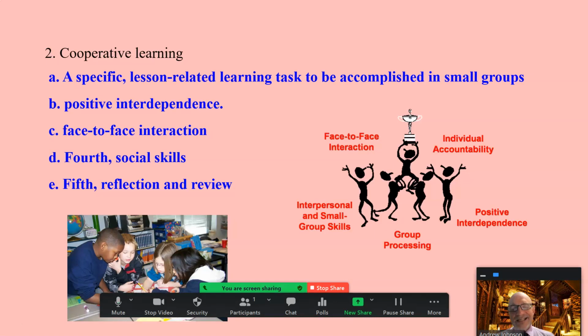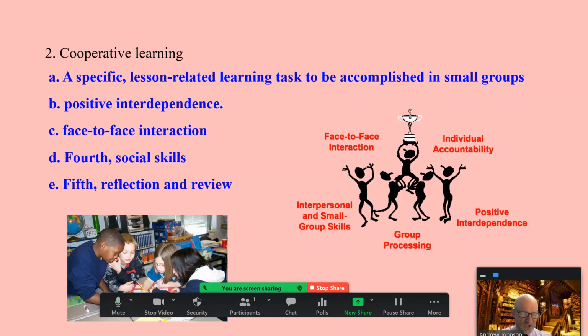Cooperative learning is another strategy that is conducive to culturally responsive teaching. It's a structured teaching and learning activity in which small groups of students work together using a variety of learning activities to accomplish a shared goal. And it consists of 5 parts. First, a specific lesson-related task to be accomplished or a product to be created. Second, positive interdependence. This means that all students must be actively engaged in the completion of the task to be successful.